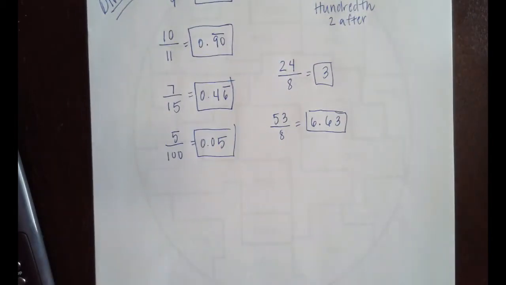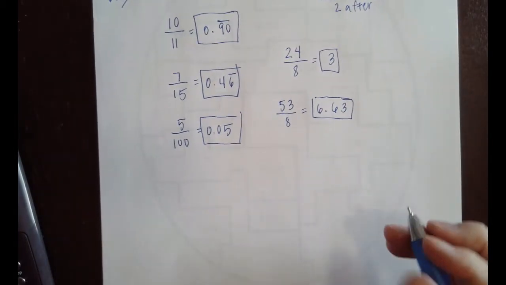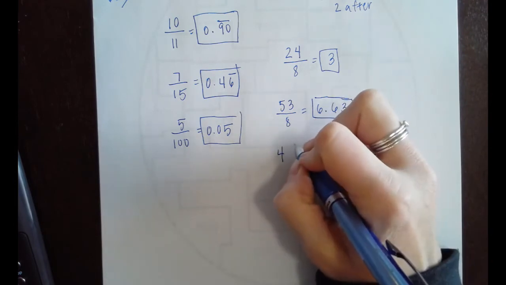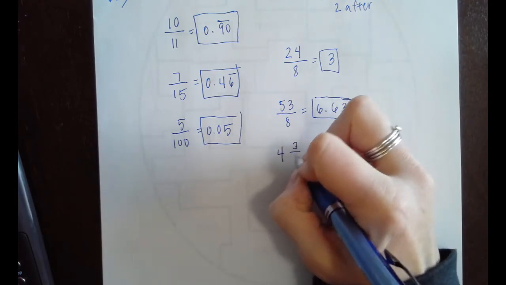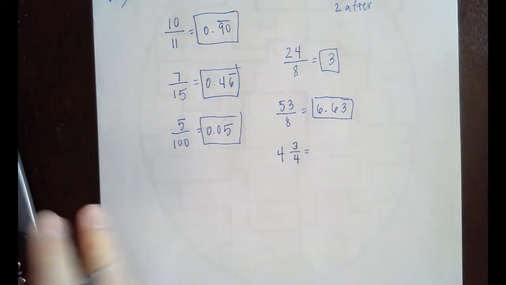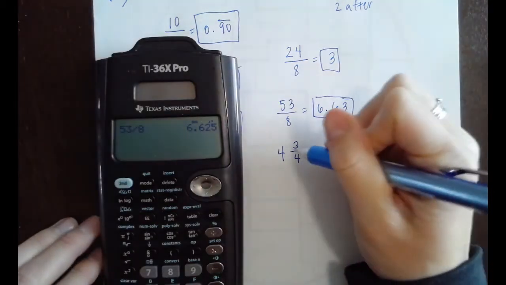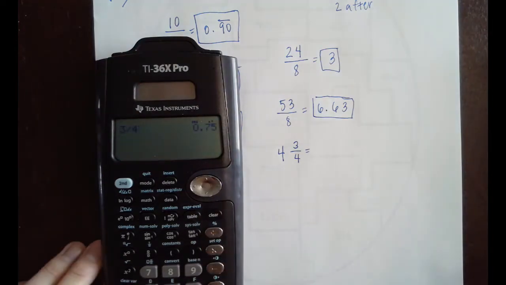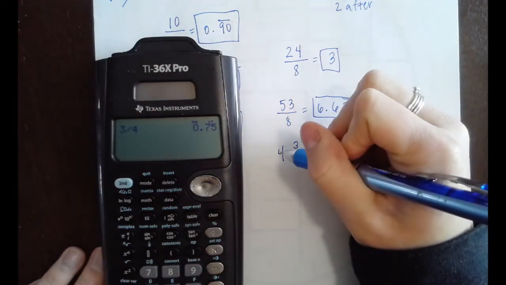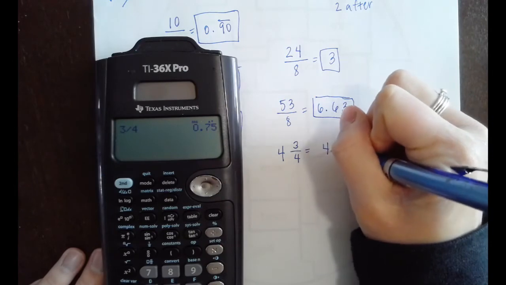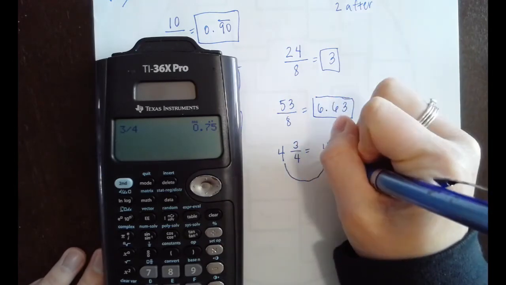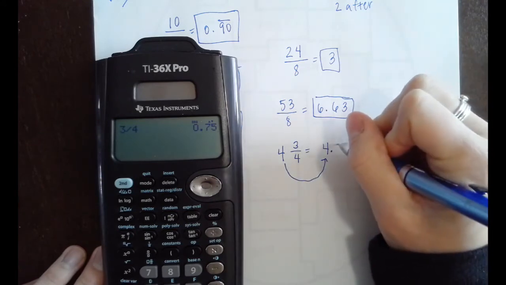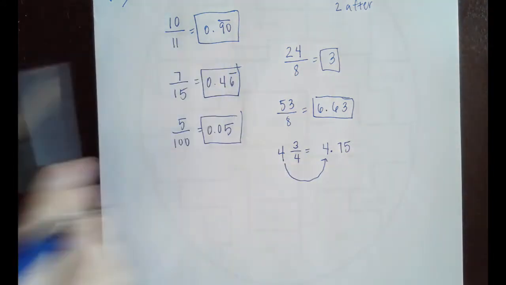If you had a fraction that was like, let's see, 4 and 3/4. All you need to do there is just type the 3/4 into your calculator. So 3 divided by 4 is 0.75. Then this whole number goes in front of your decimal. So you move this whole number in front of the decimal, and then whatever this fraction is, it goes behind the decimal. So 0.75.